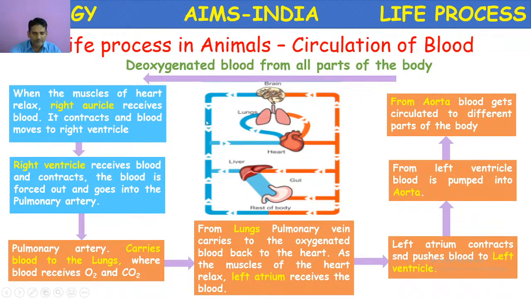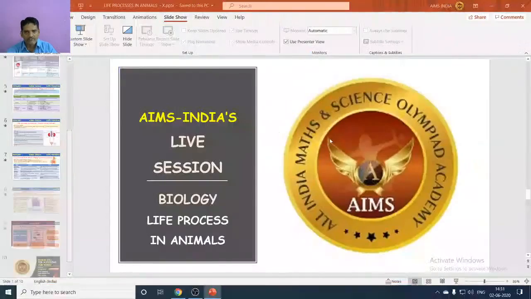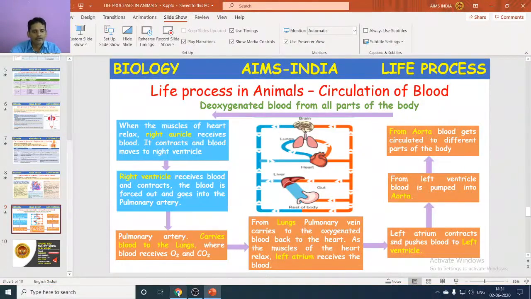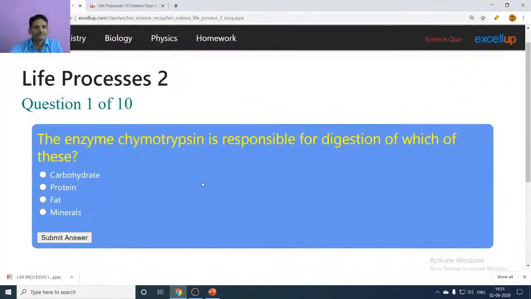So this blue color represents the pulmonary circuit circulation, where the exchange of blood takes place between the heart and lungs. And this red color represents the systemic circuit circulation, where the exchange of blood takes place between the heart and body parts. So this is the mechanism of circulation. Let us see the exercise, how the questions are asked from this chapter.